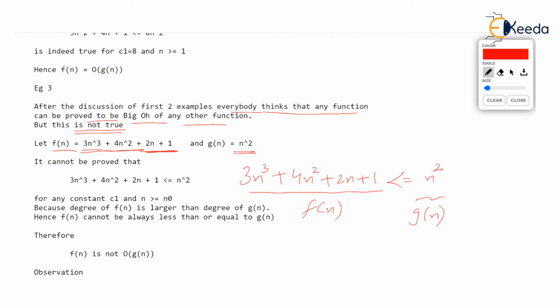The left-hand side, Fn, has a polynomial of degree 3. There is an n cube term. And the right-hand side, Gn, has a polynomial of degree 2. N square is the largest term. Definitely for some value of n, some large value of n up to infinity, n cube on the left-hand side will defeat n square, isn't it? N cube is going to be larger than n square. Definitely. Correct or not? Now somebody might argue, but sir, we are allowed to multiply this Gn with some constant.